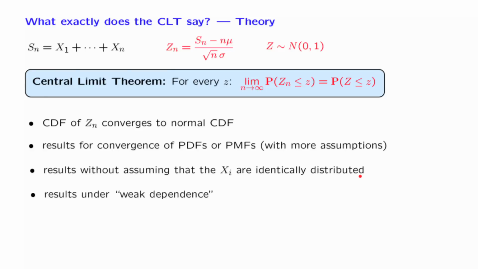There are versions of the central limit theorem that are valid when we have just weak dependence. That is, nearby x's may be dependent, but if you compare x5 with x of 1 million, then these two random variables are essentially independent. In those cases, we can still apply a suitable version of the central limit theorem.